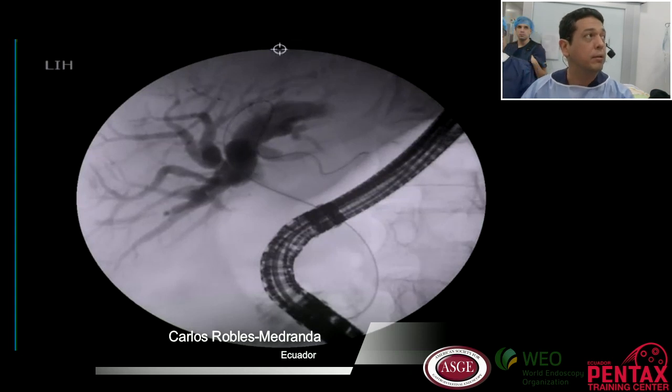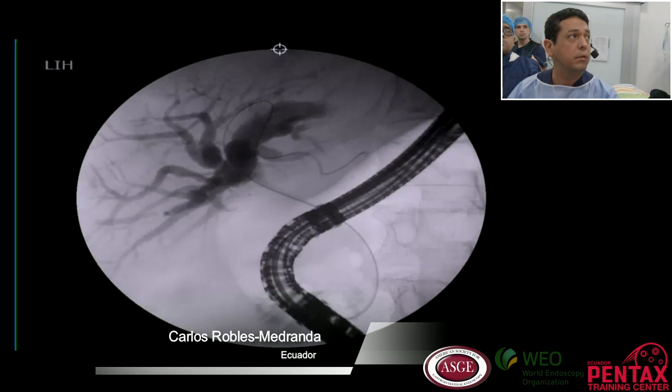So you see my guide wire. I think it's on the left. By that. Now I will perform a balloon dilation before passing my two stents.